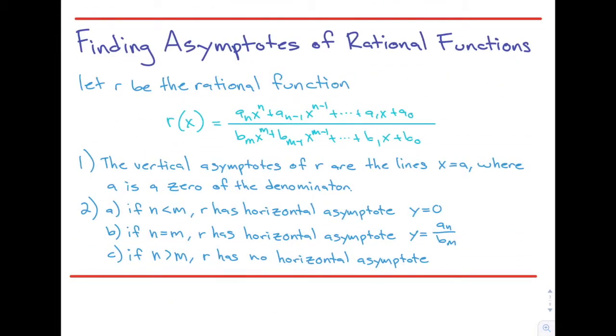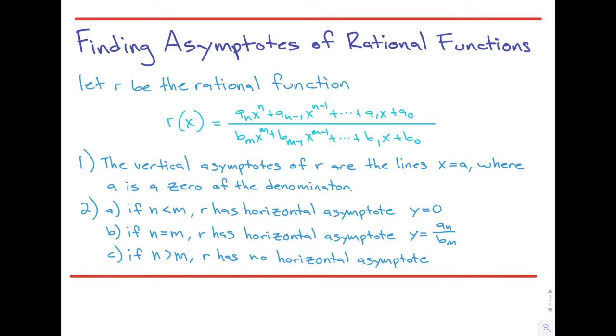To find asymptotes, we need to compare the degree of the polynomial in the numerator to the degree of the polynomial in the denominator. If n is less than m, then we have a horizontal asymptote at the line y equals 0. If n is equal to m, then we just look at the leading coefficients and put the leading coefficient of the polynomial in the numerator over the leading coefficient of the polynomial in the denominator.